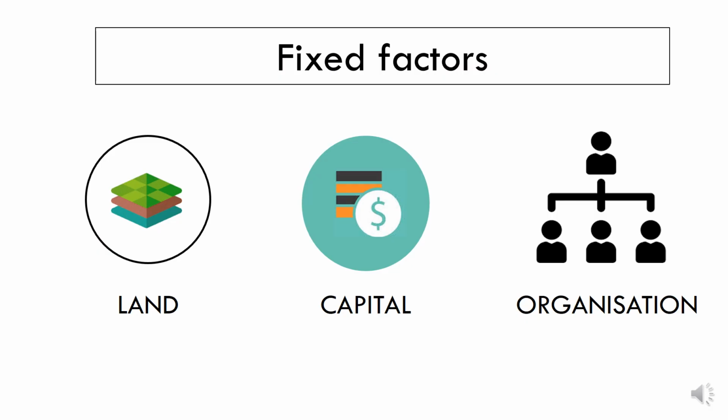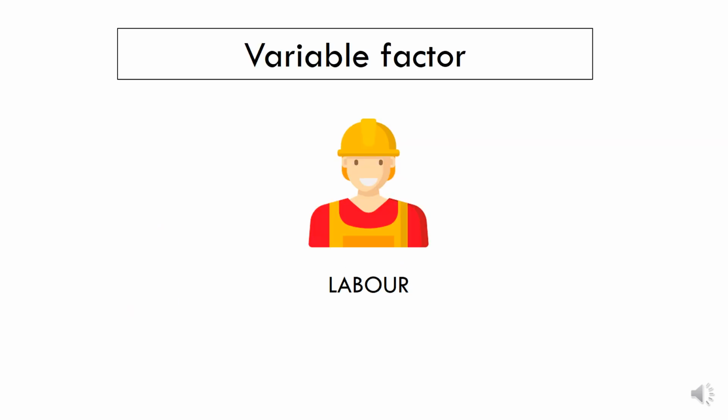Before starting with the theories, we'll assume that there are three fixed factors: land, capital and organization. We are not changing them, we are keeping them fixed. We are changing only the variable factor, that is labor.